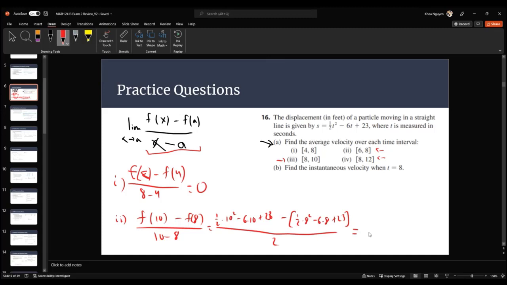So it should be 6 over 3. Let me double check. So that should be that one. 10 squared minus 8 squared is 36 over 2 is 18. And then 18 minus, yeah, okay. So that should be 2. Oh, 16 over 2. Oops, yeah. 16 over 2, which gives 3.